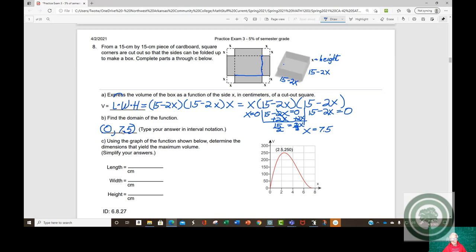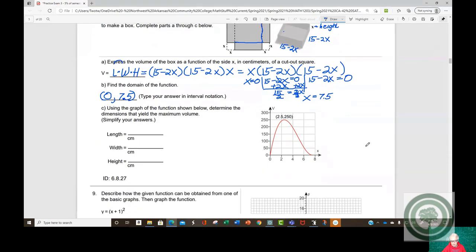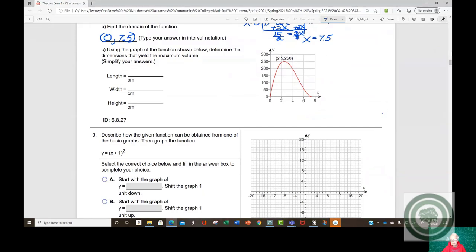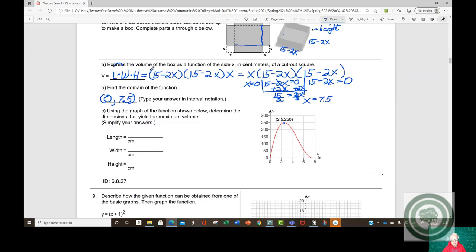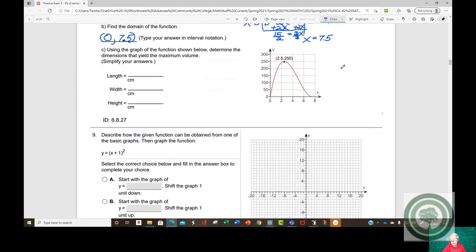And the answer is we need to graph the volume. That's right, a different thing, which they have been nice enough to do for you and even to label where the maximum volume is. If you were to take this function and put it into your graphing calculator, x times 15 minus 2x times 15 minus 2x, you would end up with this graph, and of course it would continue on and continue on, and being a cubic, it would eventually go back up.